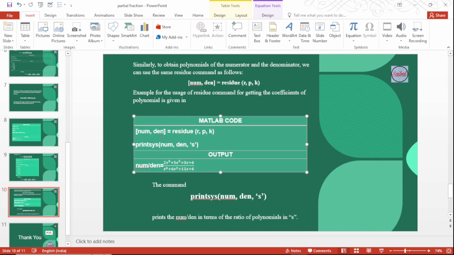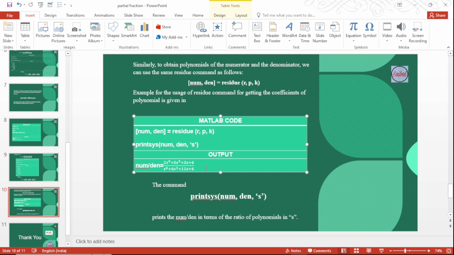And one more command, so if you want to present your numerator and denominator in s form, you have to remember this command, that is printsys(num, den, s). Then the numerator and denominator will be represented in this form. So just remember these 2 and 3 commands, so you can easily convert partial fractions in MATLAB.